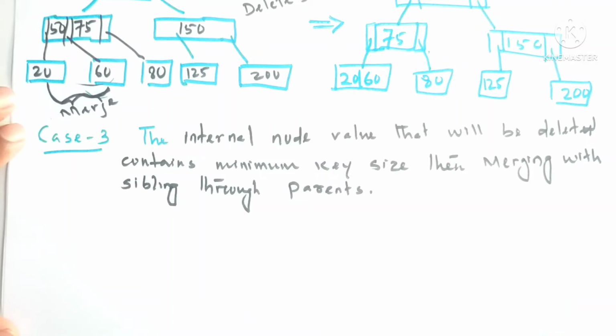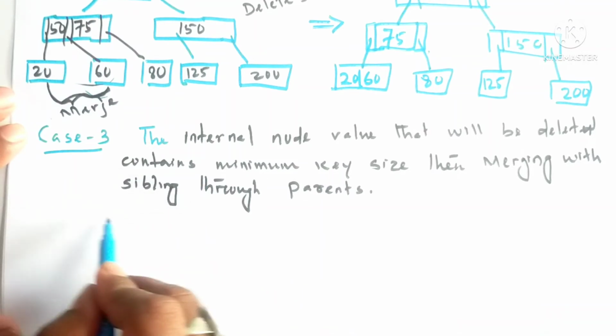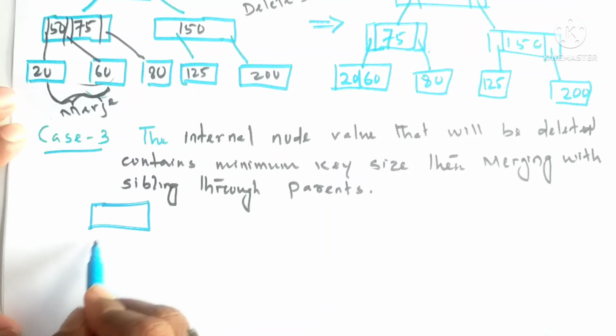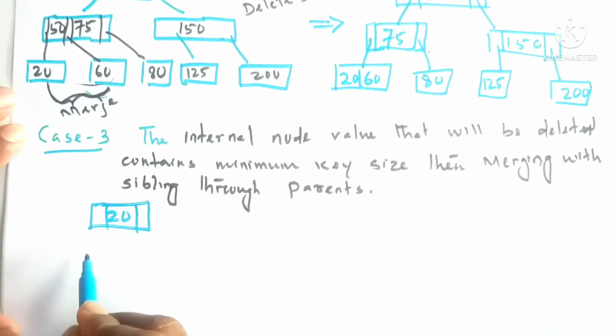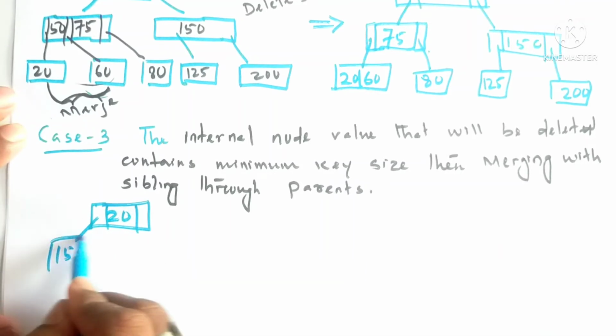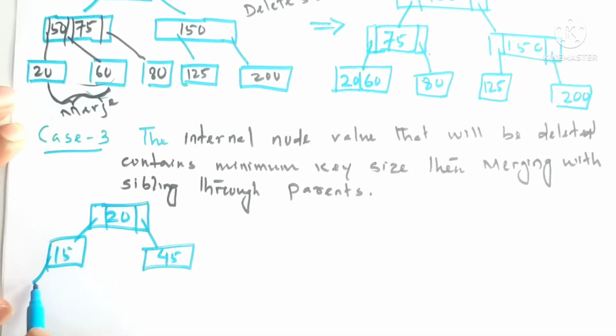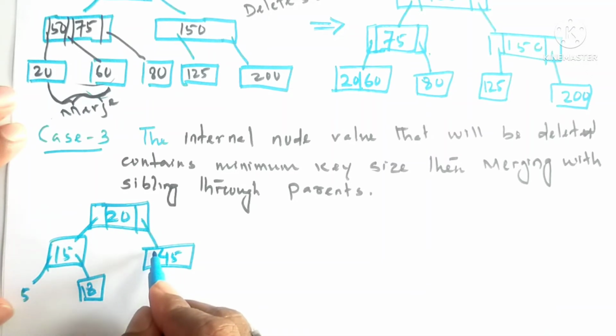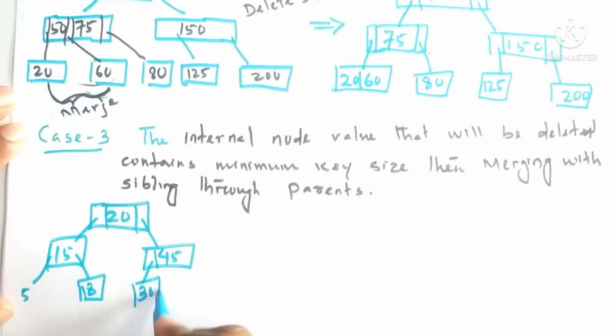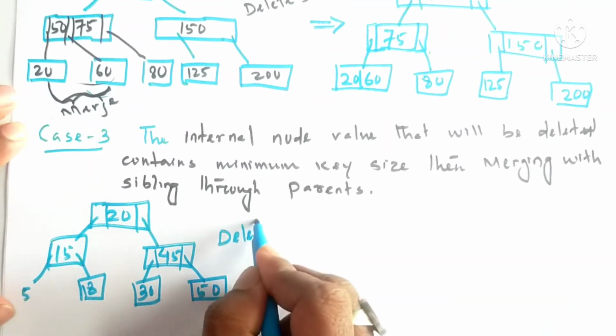For example, take one example. Suppose I have 20 here. Its left side value is 15, and the right side value is 45. And 15's left value is 5, the right value is let's say 18. And 45's left value is 30, and 45's right value is let's say 50. Now it is given: delete 15.